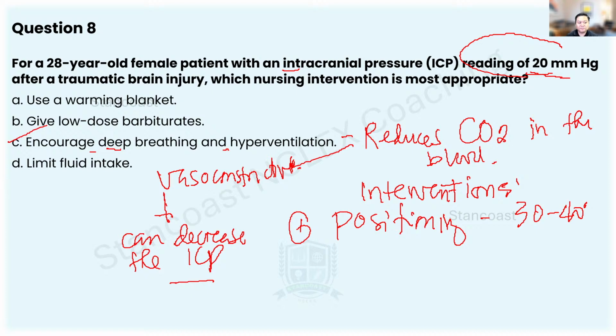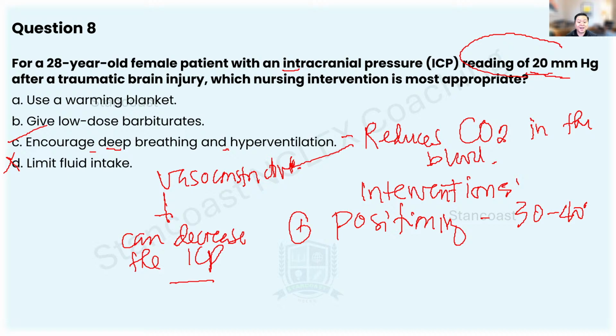If you're answering letter D, again, this is not going to address the immediate need to reduce the increasing ICP. It might support, but it will not immediately cause changes in the ICP. All right. What about letter A? Use a warming blanket. Are you supposed to do that for this patient?